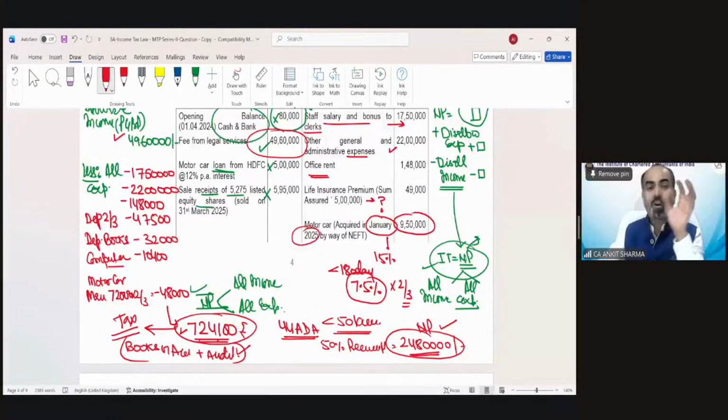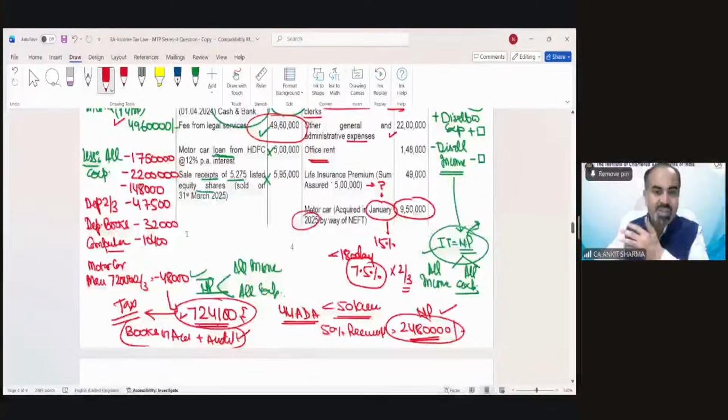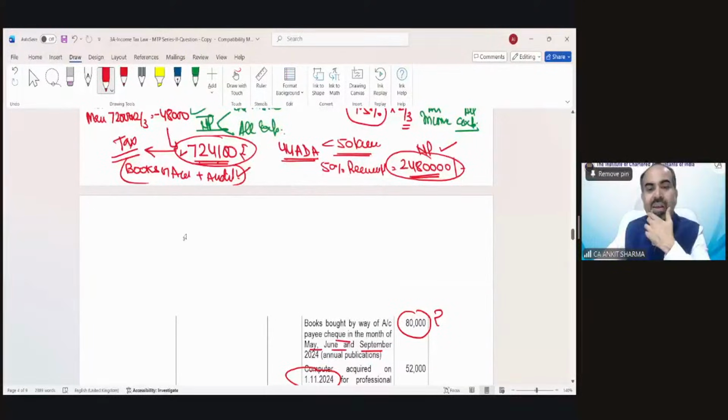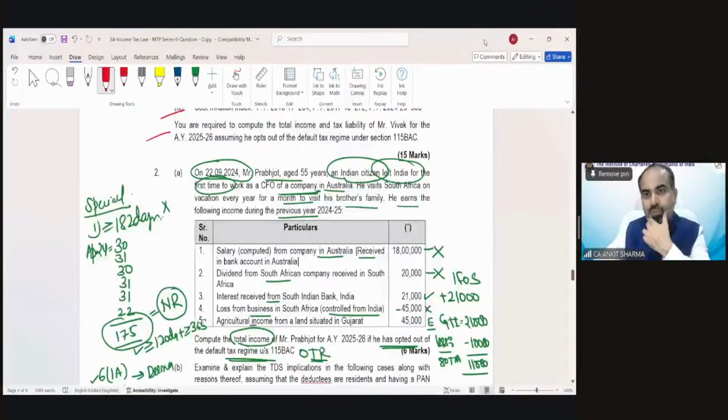So this kind of information also needs to be mentioned. Be very careful about this kind of information. You can see in the solution, it has been written directly. So in MTP, you can see that this requirement would be there in the question, that you have to write it down regarding this solution. Okay.